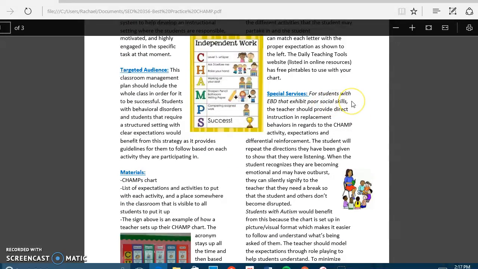Some special services that I did think you should consider. So for students with EBD that also exhibit poor social skills, the teacher is going to want to provide direct instruction in replacement behaviors in regards to the CHAMPS activity. That way they do know what's expected of them at that time. I think the student can repeat those directions that they've been given to show that they were listening. Then that way the teacher knows, I've said this, the student said it back.